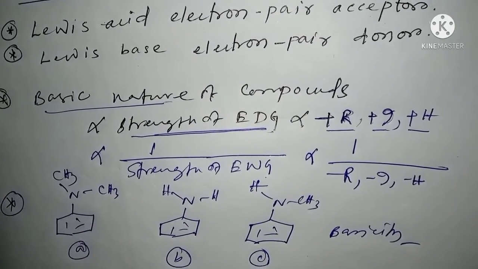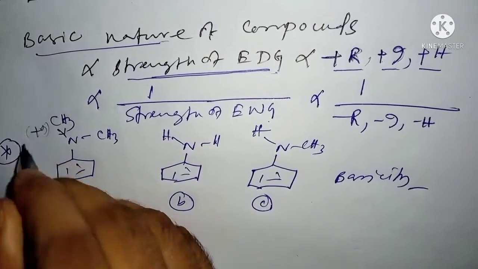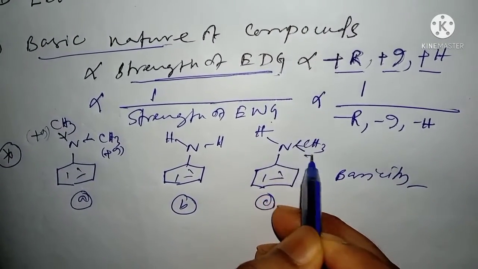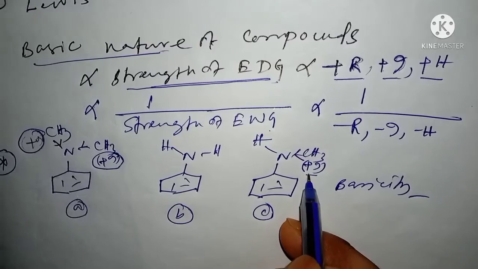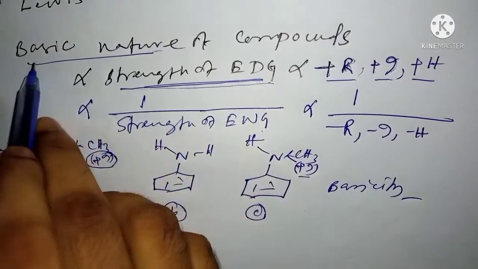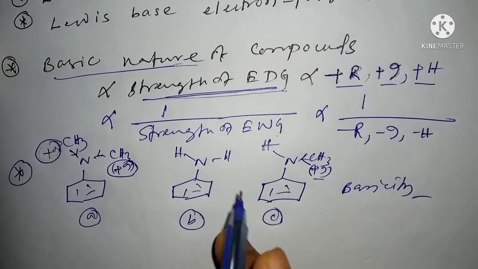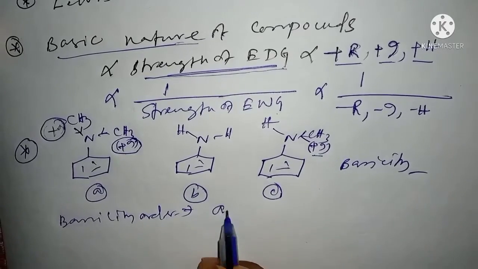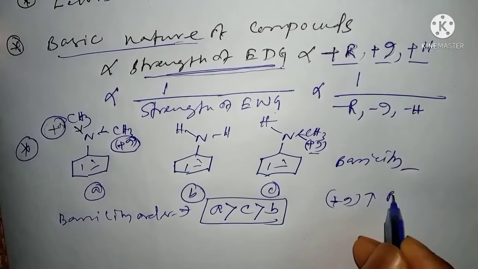First check the electron donating group. CH3 is an electron donating group. This is a plus I effect. This one has 2 plus I effect, this one has 1 plus I effect, and this has no plus I effect. Now we know that as the strength of the electron donating group increases, basic strength increases. So the basicity order is A greater than C greater than B, because as the plus I effect increases, basicity increases.